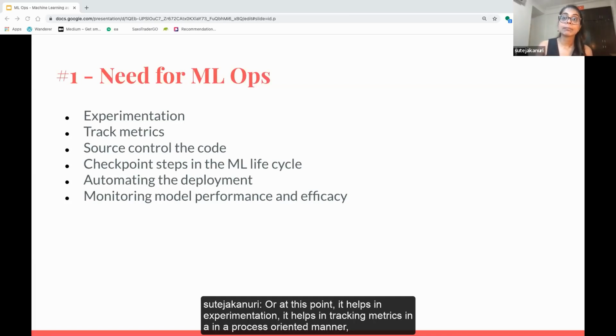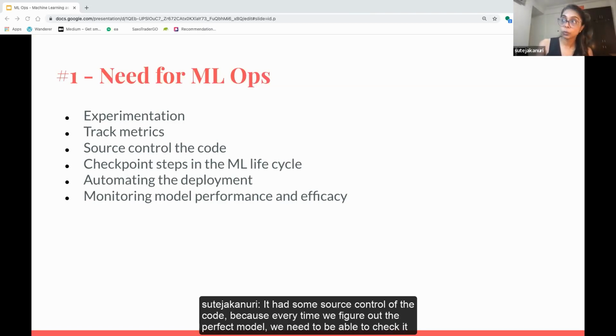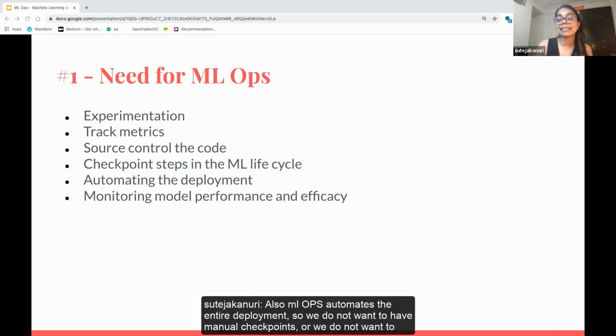It helps in tracking metrics in a process-oriented manner. It helps in source control of the code, because every time we figure out the perfect model, we need to be able to track it back in terms of code, and in terms of data, we need to track back the lineage. For that, we need to check in both data and code regularly at every point in time, so that for any auditing or governance purpose, we have the data reproducible.